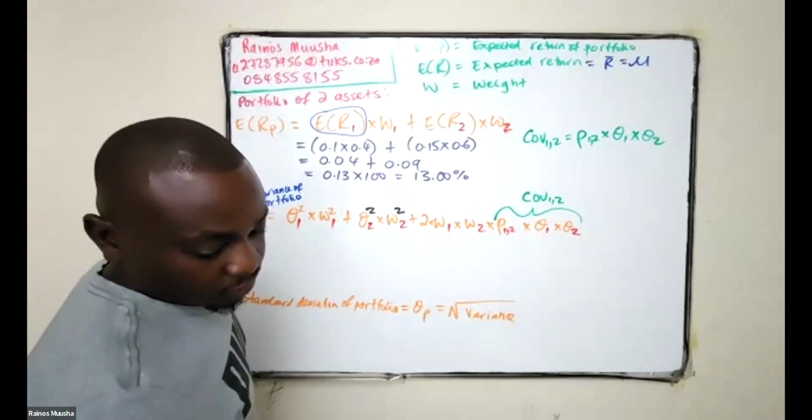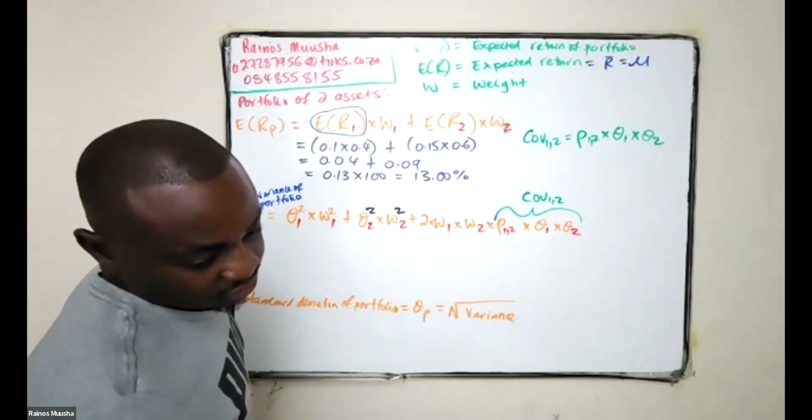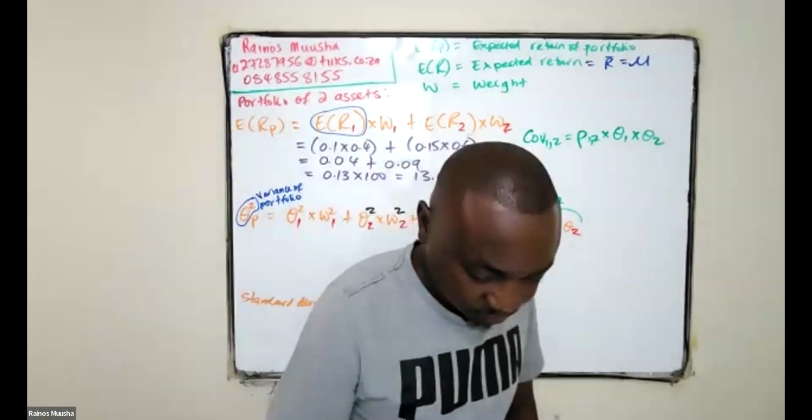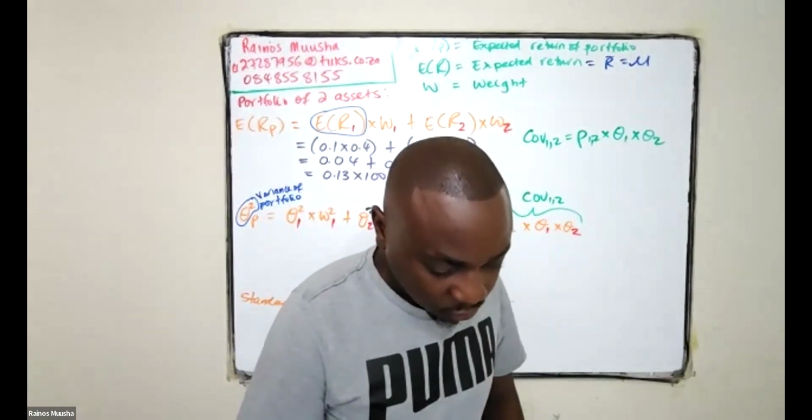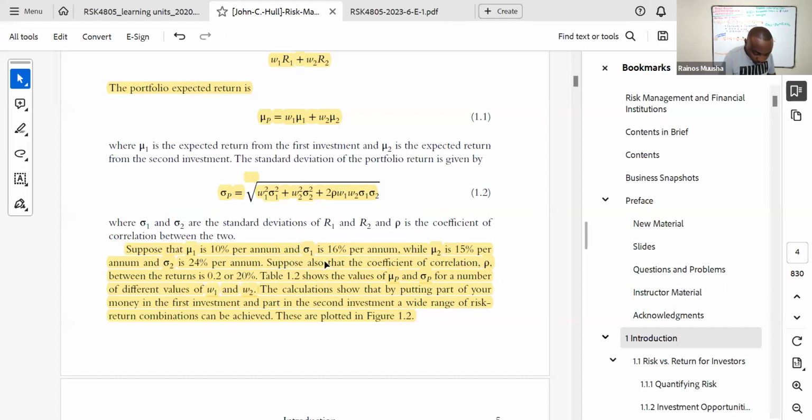So from the given information in the question, before we took a break, they had given us the standard deviation of asset 1, which is 16%. They had given us the standard deviation of asset 2, which is 24%. They had given us the correlation coefficient of asset 1 and 2, which was given as 0.2 as a decimal, which is 20%.